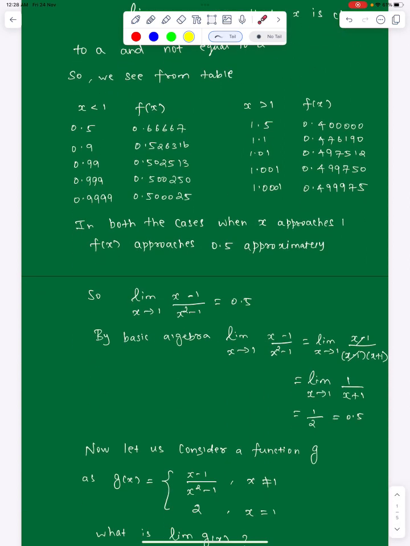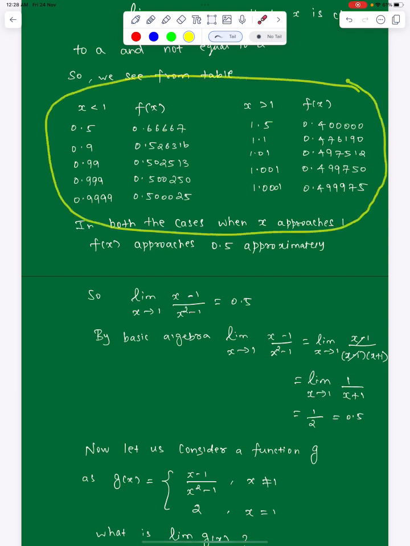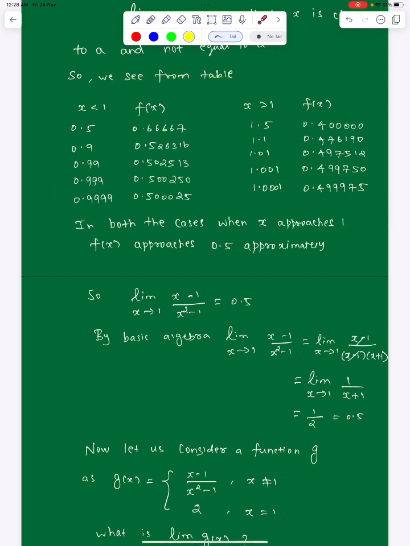Now, when you talk about this limit, how do you obtain the answer? Here I said it is directly 0.5, as we know from guessing the values of x closer to 1 from the left hand side as well as the right hand side. By basic algebra, when you factor x square minus 1, it will be (x minus 1) by (x minus 1)(x plus 1), which is 1 over x plus 1, which is 1 over 2, which is 0.5. So this again gives the answer as 0.5.